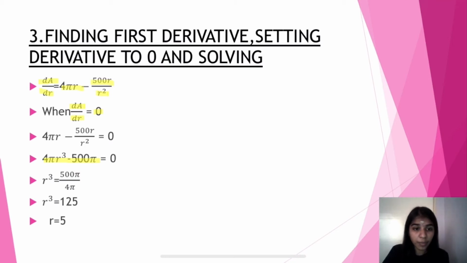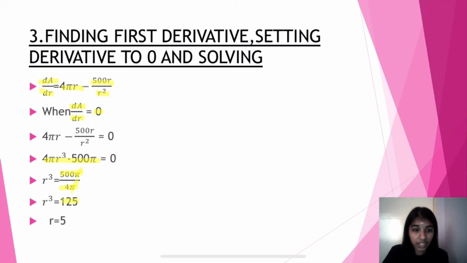So 4 pi r cubed minus 500 pi equals 0. And then I'm going to make r cubed the subject. So r cubed will be 500 pi over 4 pi. Next, r cubed equals 125. The pi and pi can cancel.